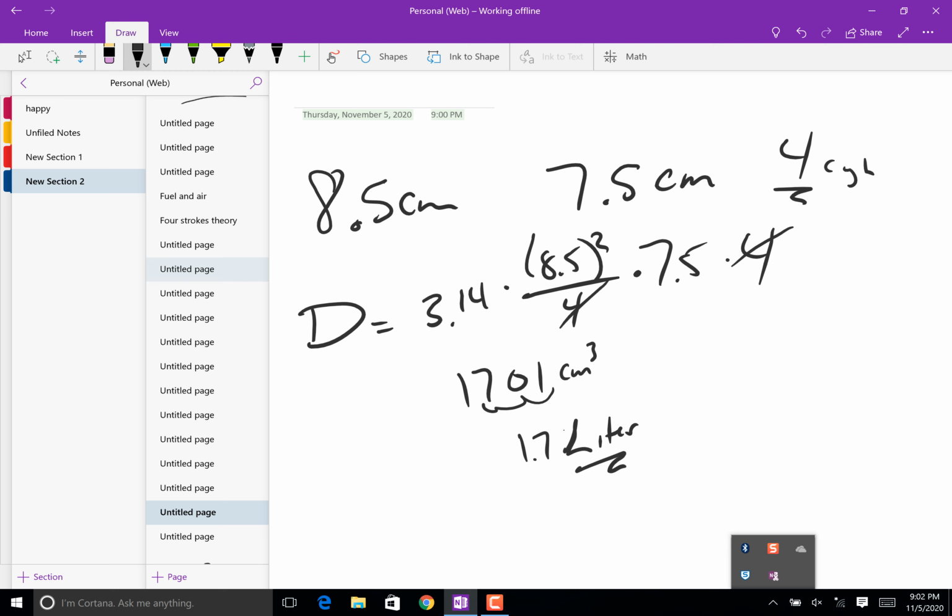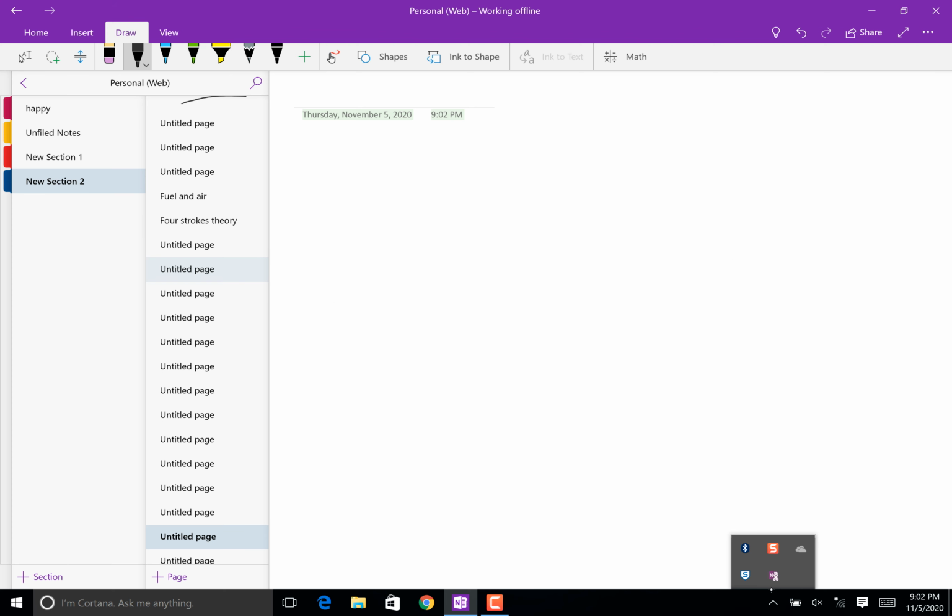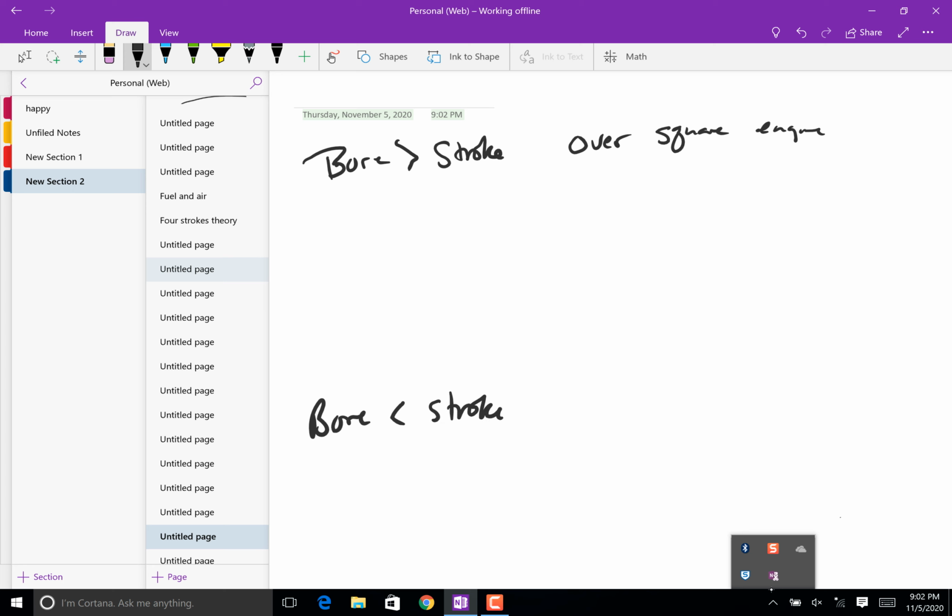Now, some things that I will talk about when we classify these engines. If you have an engine where the bore is greater than the stroke, we call that an oversquare engine. If your bore is less than the stroke, we call that, of course, an undersquare engine. And if the bore is equal to the stroke, we call that a square engine.